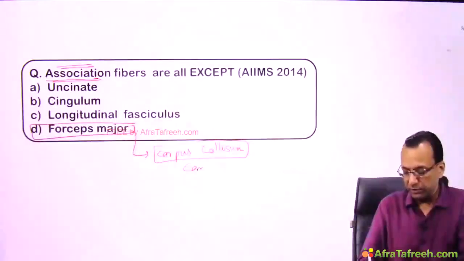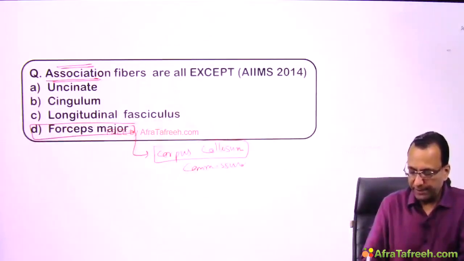They are connecting the cerebrum on the same side of the brain. They do not cross the midline. The one which crosses the midline is commissure fiber, like corpus callosum is commissure fiber. And once you say so, this is not association fiber. Association fiber, this is actually the answer because it is a part of corpus callosum. And if you say it is a part of corpus callosum, then it is actually commissure fibers.